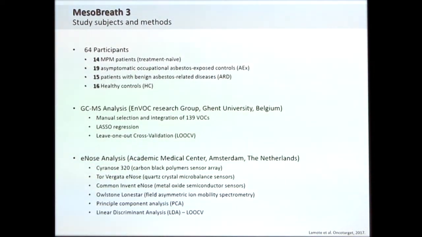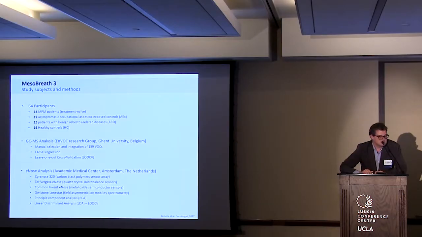Now, for this study, we included 64 participants, so 40 mesothelioma patients, 19 with occupational asbestos exposure, 15 with benign asbestos-related diseases, and 16 healthy controls without an occupational asbestos exposure. And for GCMS analysis, we have selected 139 volatile compounds in breath, again followed by a Lasso regression and cross-validation for the analysis. And the electronic nose analysis, so the sensor technology, consisted of the combination of 4 different sensor platforms, and we did a principal component analysis on the data, followed by a linear discriminant analysis and also a cross-validation in order to obtain our results.